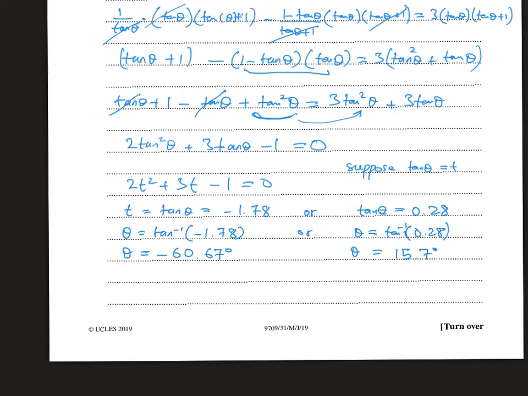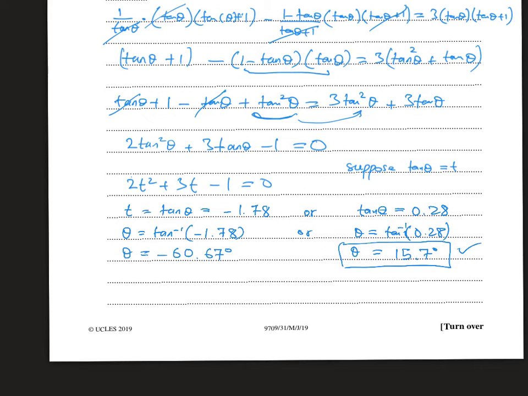But before you report your answer, again, you have to be careful. We have to make sure that the values are not out of the range. And since we are given that theta ranges from 0 to 180 degrees, that means we can simply take this thing as an answer. So this is our answer. But minus 60.67 degrees is not in the range, right?